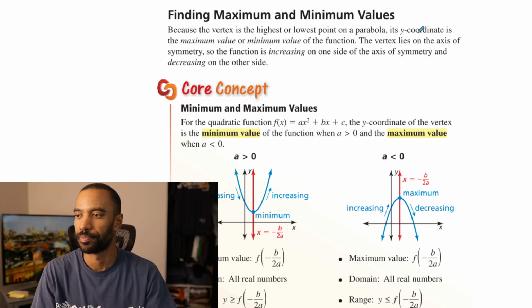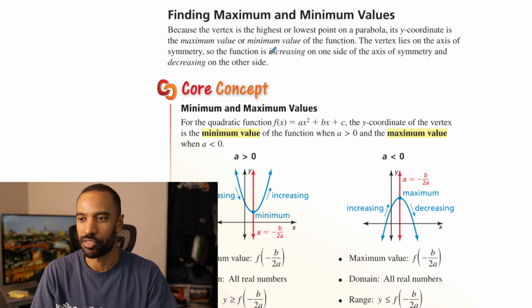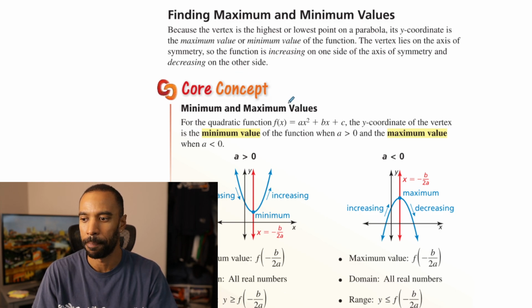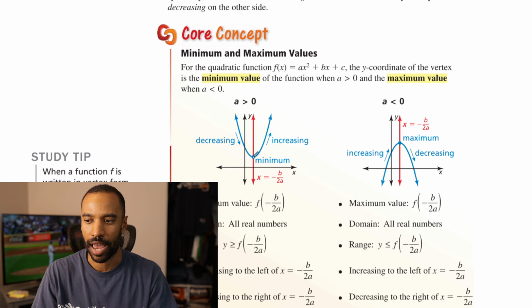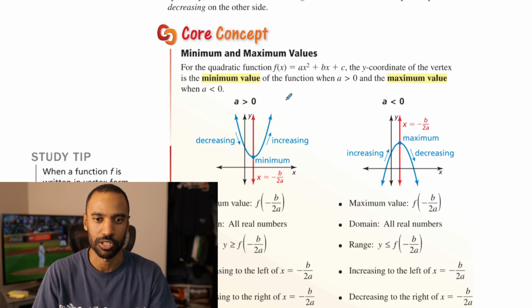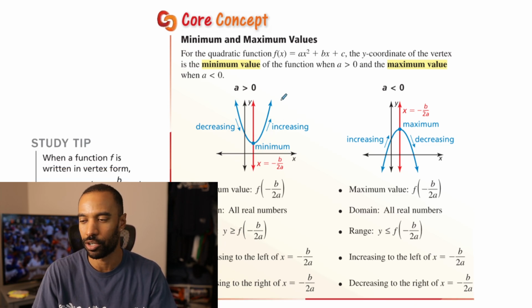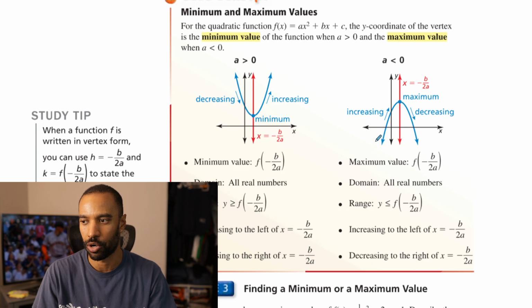What is the min? The vertex lies on the axis of symmetry, so the function is increasing on one side of the axis and decreasing on the other side. So when you're at a minimum here, the function's decreasing all the way until it hits the minimum on the left side of the vertex. To the right side of the vertex, it's going up the rest of the way, therefore it's increasing. And when it's a maximum here, we increase from the left side and decrease down the right side.